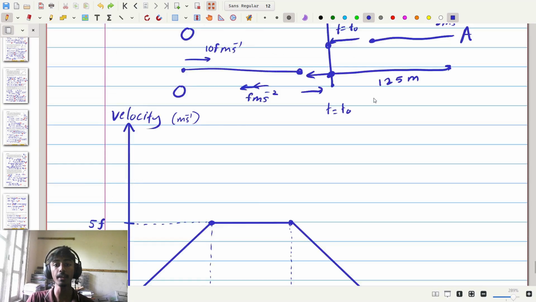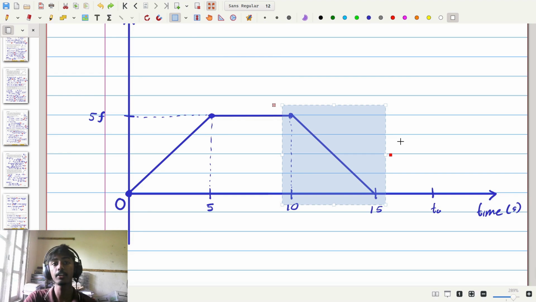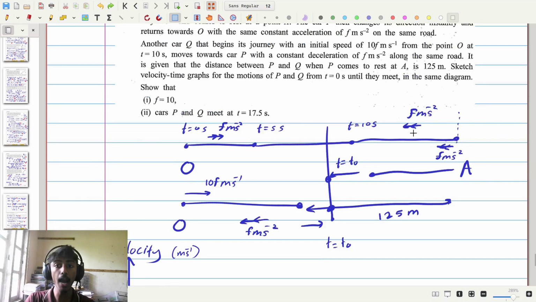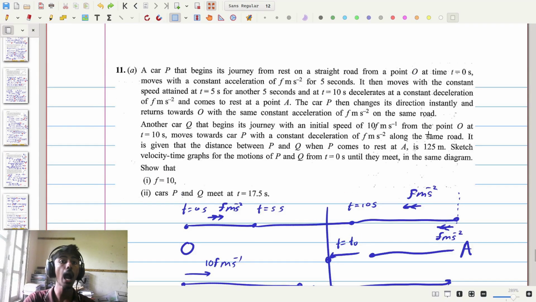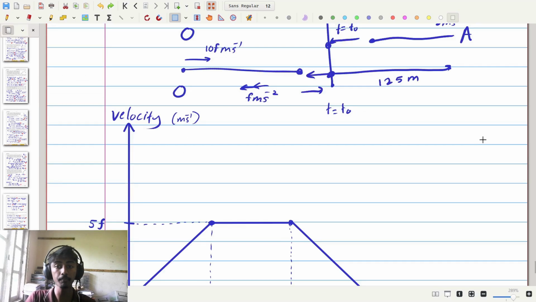Now according to that, if we consider a velocity time graph, since acceleration is the gradient, we can see the gradient of the graph from t equals 10 seconds until 15 seconds and the gradient of the graph after t equals 15 seconds are both going to be equal, since the same acceleration of f meter per second squared in the direction towards O is there before and after we come to rest at the point A.